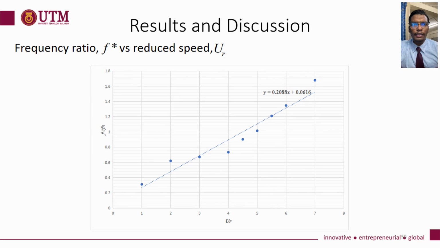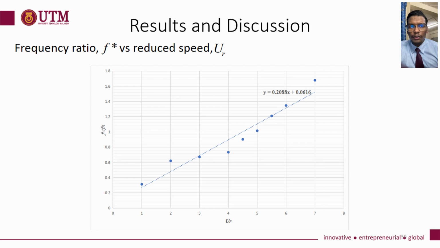Next, here we can see the graph of a frequency ratio plotted as a function of reduced speed. From the range of reduced speed of 1 until reduced speed of 4, the frequency ratio is low, which is below 1. At reduced speed of 1, the frequency ratio is 0.31 and gradually increases with increasing reduced speed.